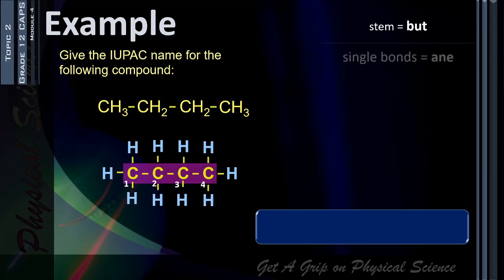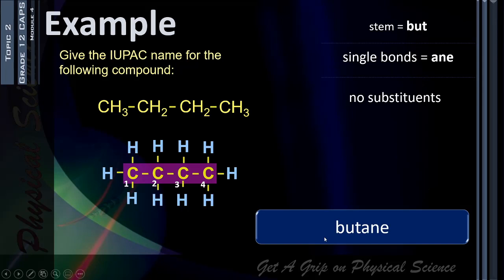This is an alkane because there are only single bonds between these carbons. The second rule is to number the carbons to have the lowest numbers on the alkyl groups or the substituents. But there are no substituents, so the third and the fourth rule are also irrelevant. And then we have a name for our molecule. The stem name is but, and the ane tells us that it's an alkane. So the name of this molecule is butane. We use a mixture of butane and propane gas to cook food.